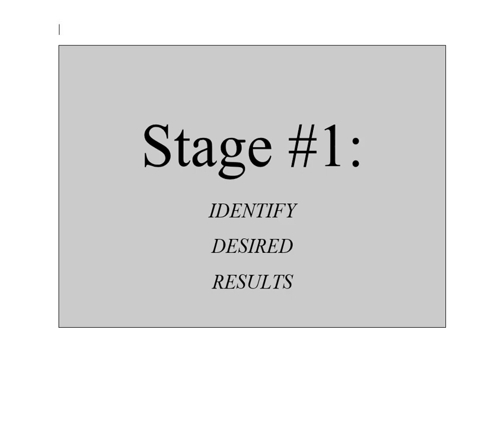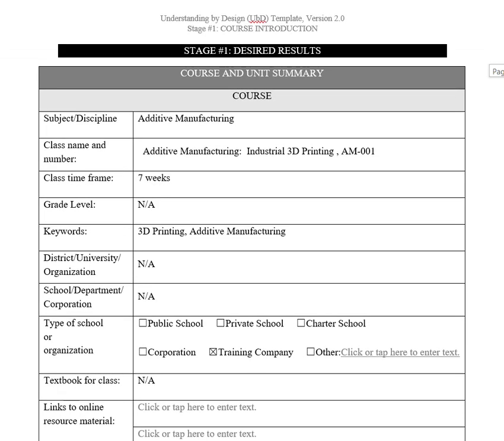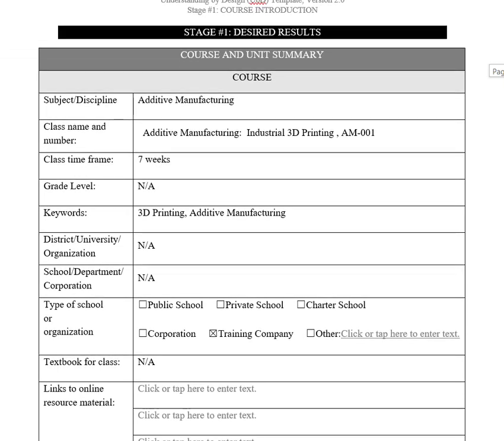This is identifying desired results. Now you'll see when you come down here, it says course and unit summary. And this is what I like to talk about as the front matter, or the administrative data. So under the course, you're going to have stuff like subject and discipline. In this case, the example I'm giving is additive manufacturing, class name and number, additive manufacturing, industrial 3D printing, AM001.